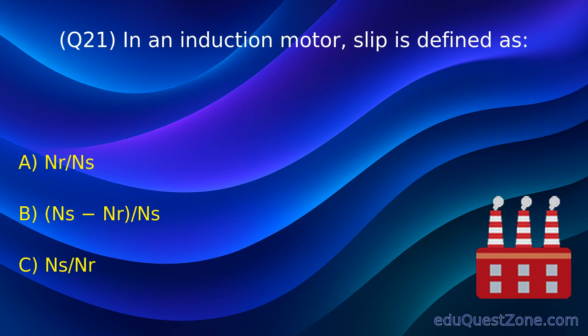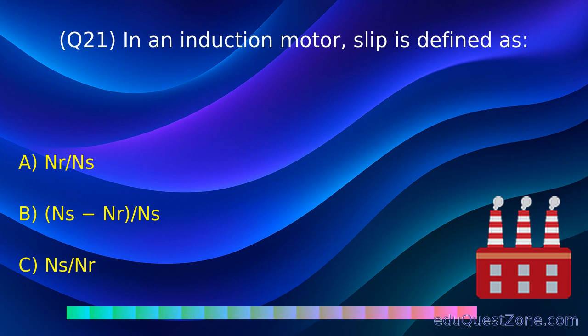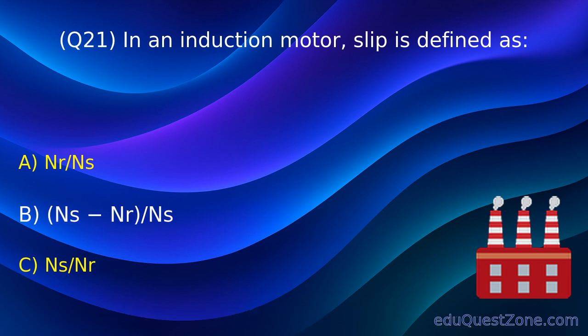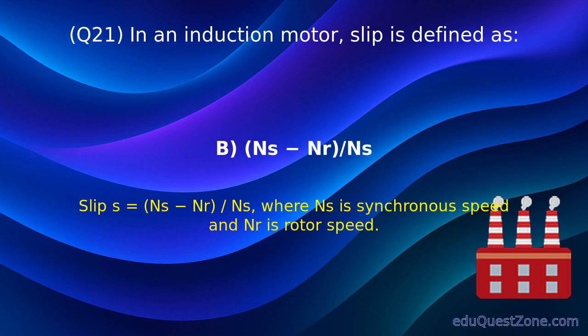Question 21. In an induction motor, slip is defined as Option B. Ns minus Nr divided by Ns. Slip equals synchronous speed minus rotor speed divided by synchronous speed.